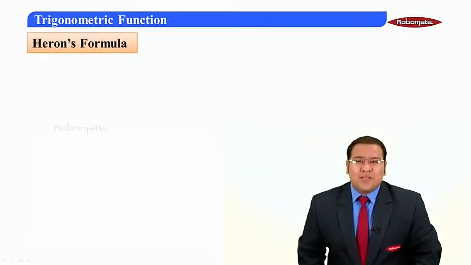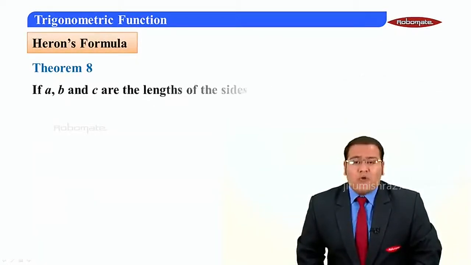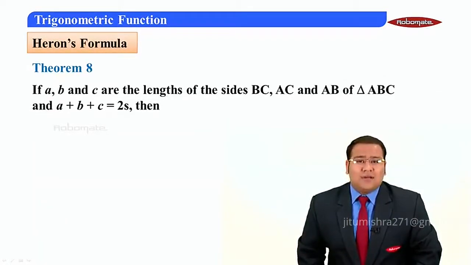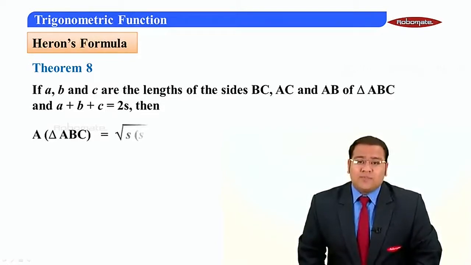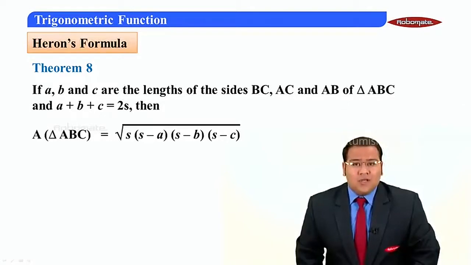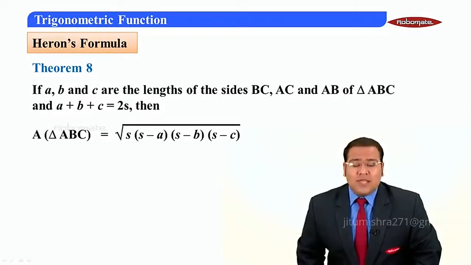Moving ahead, Heron's formula. We already know that if a, b, c are the lengths of the sides of triangle ABC like BC, CA and AB, and a plus b plus c is given by 2s, then area of a triangle ABC is given by root of s into s minus a, s minus b, s minus c.